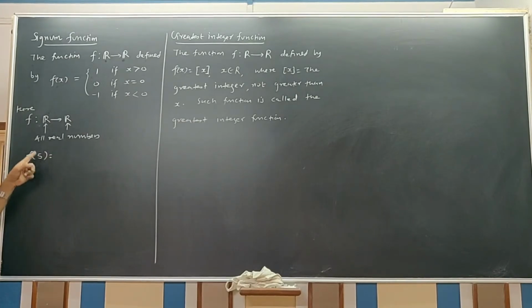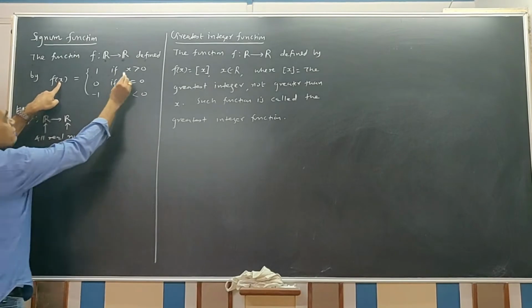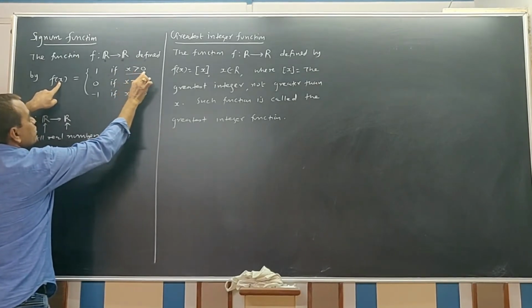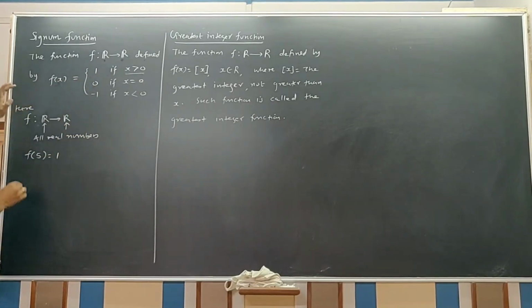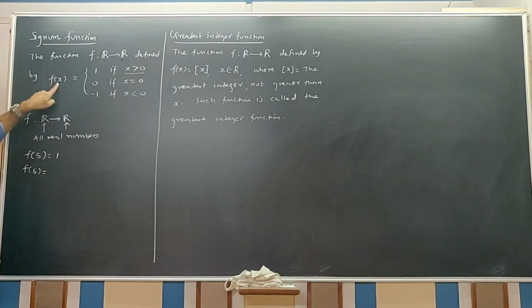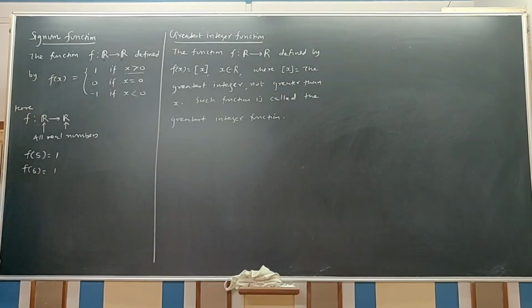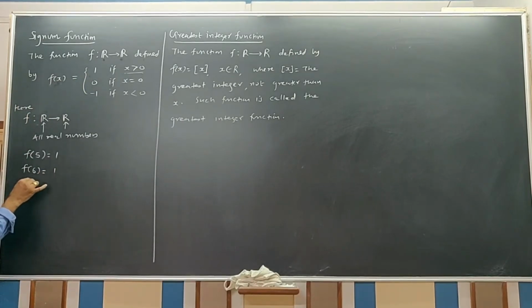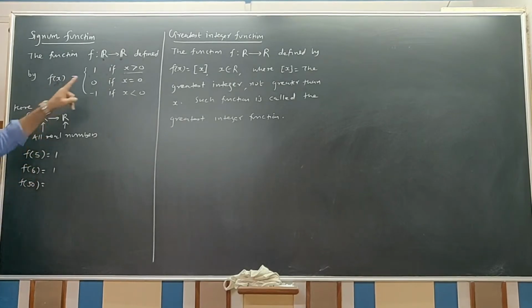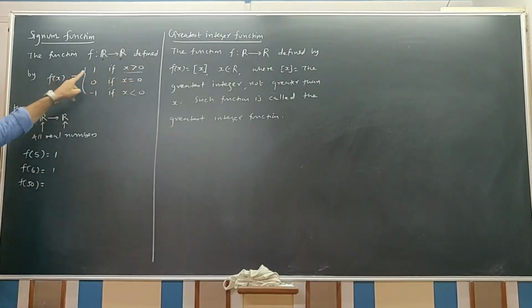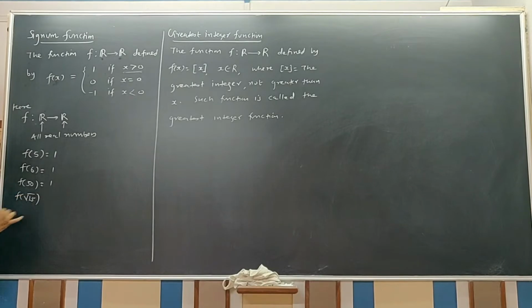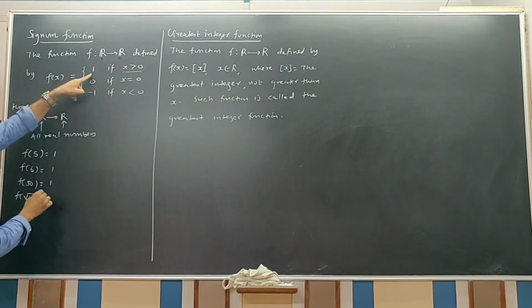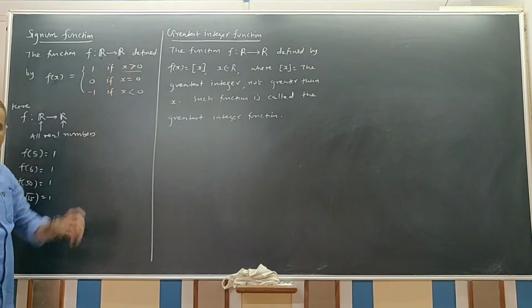5 is positive. Now 5 is more than 0, so f of 5 is 1. If I take 6, it is more than 0, so f of 6 is 1. If you take, suppose, 50, it is more than 0, so f of 50 is 1. Take any positive number, suppose root 15, f of root 15 is 1 because root 15 is more than 0.